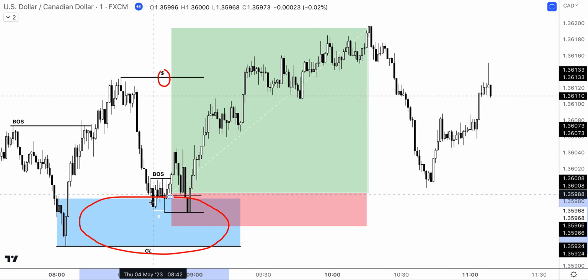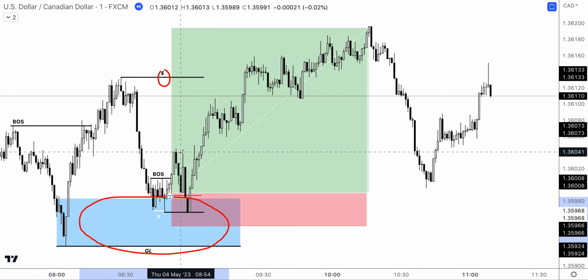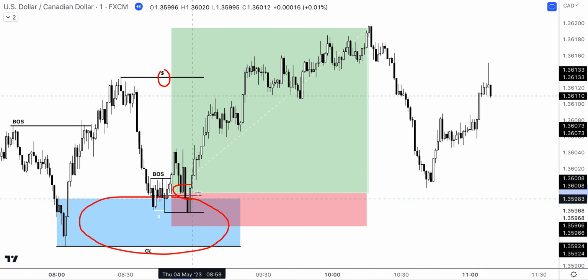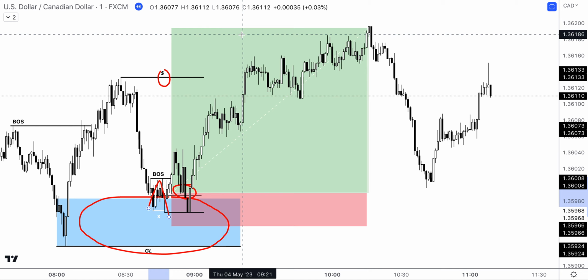What do we want to see? We want to see a shift from sell bias to buy bias. We see that break of structure, entry, 50% of that downwards leg here. We can then look for that long trade. Okay, so very, very simple.